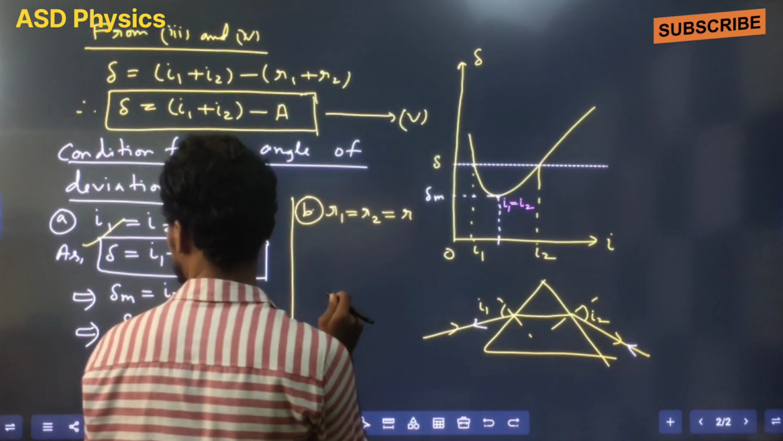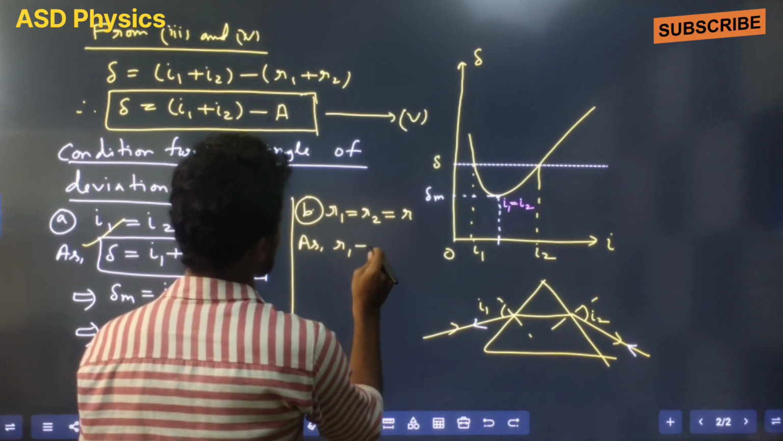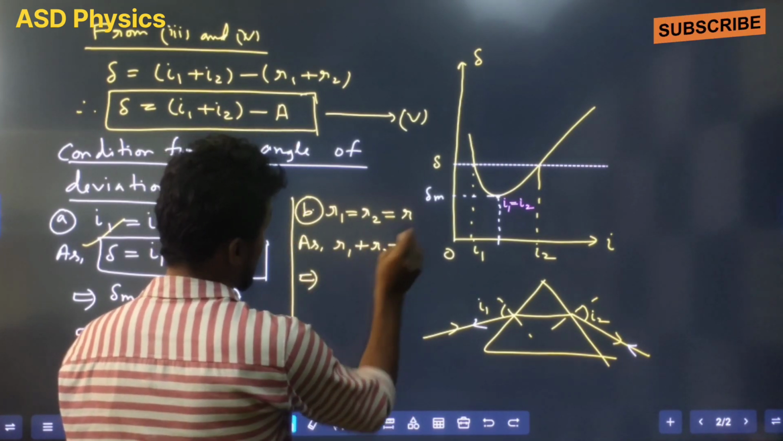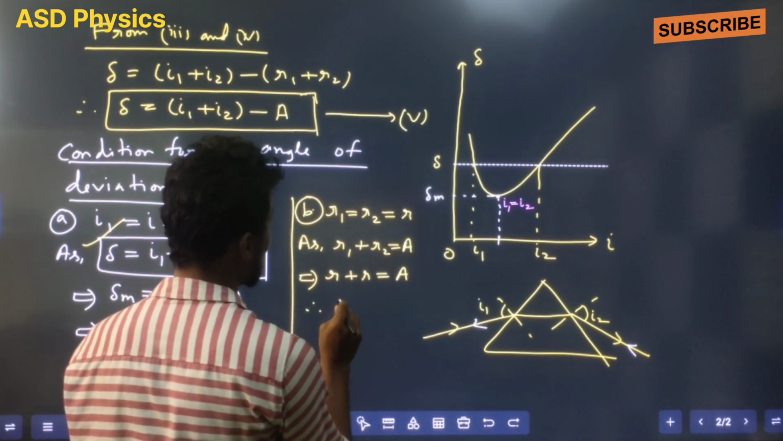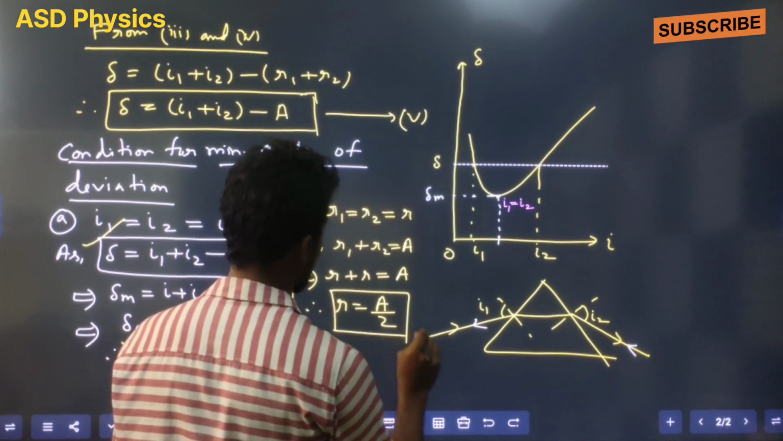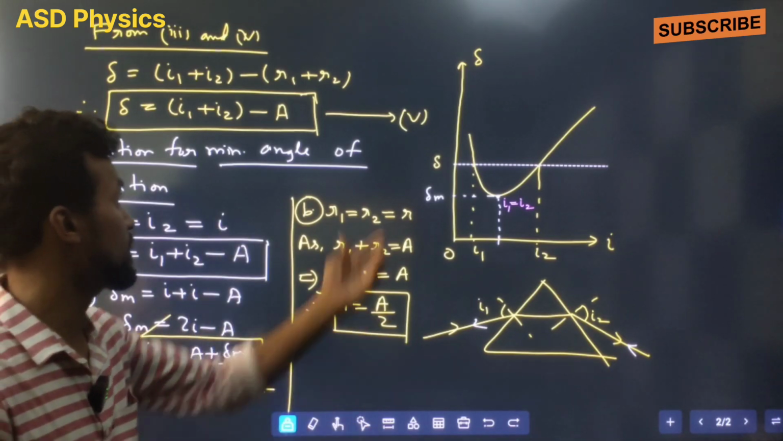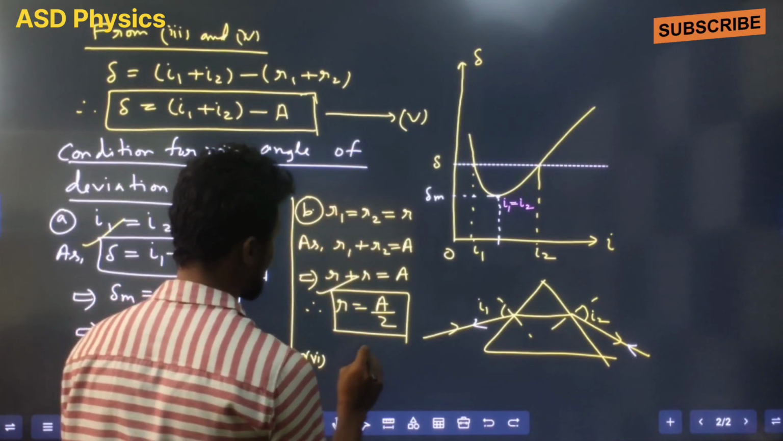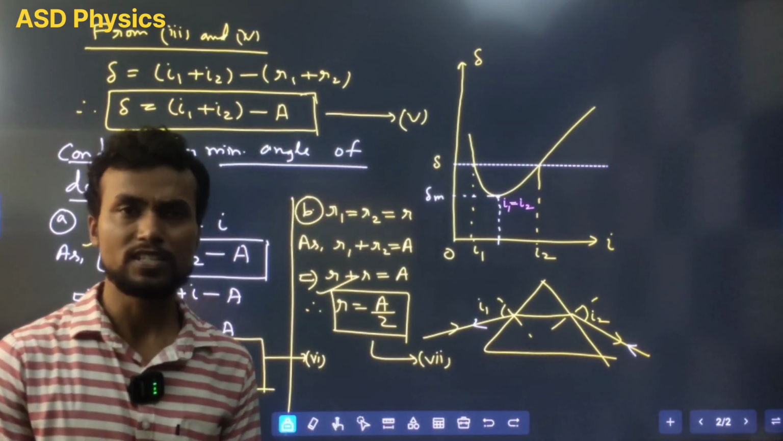See here please again students. From equation 4, R1 plus R2 is equal to A. Then R plus R is equal to A. Hence R is given by A by 2. Again, this condition is only applicable in the minimum angle of deviation condition. So this is equation 5, this is equation 6 and this is equation 7. So these many equations we have made.